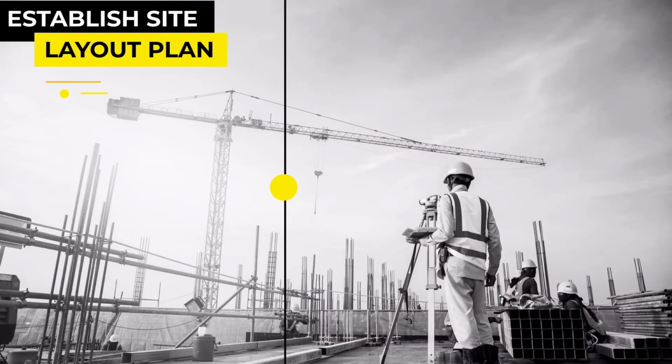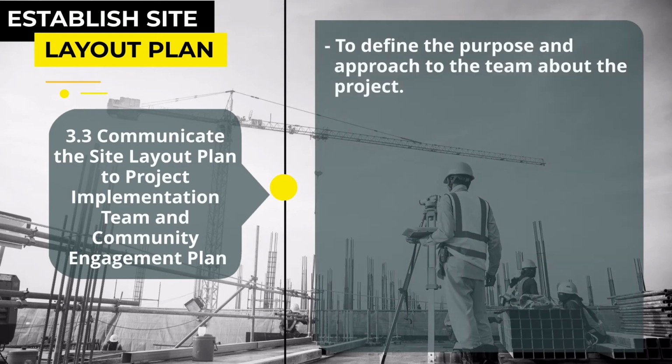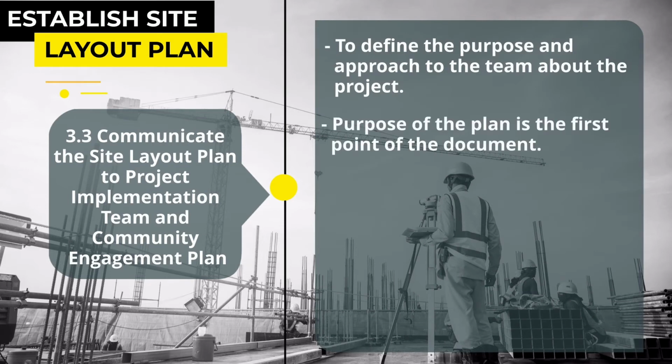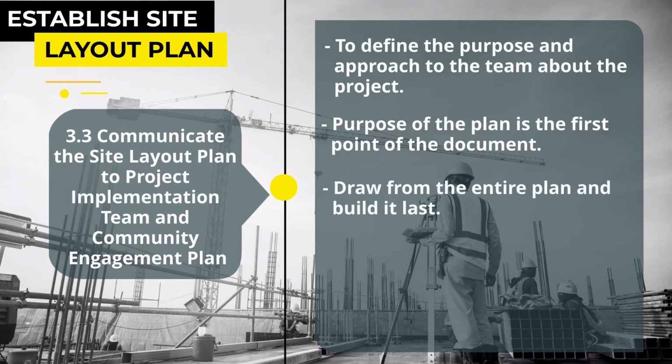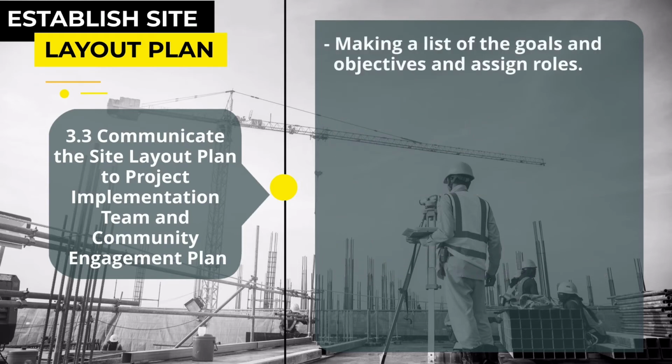Next, we must communicate the site layout plan to project implementation team and community engagement plan. Project managers are responsible to define the purpose and approach to the team about the project. The purpose of the plan is the first point of the document. However, it is highly recommended that you draw from the entire plan and build it last to ensure that all highlights are achieved and understood. It also must deal and communicate on how the plan will be implemented. That includes making a list of the goals and objectives and assigning roles for the project.